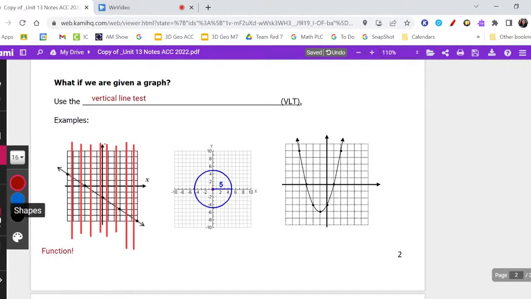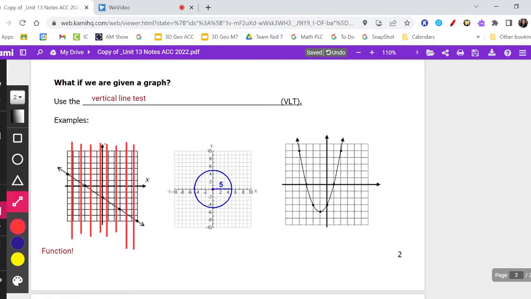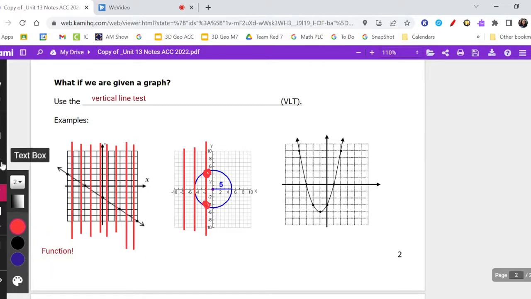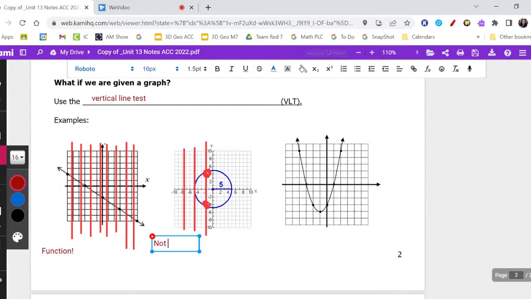All right, let's try the vertical line test on the next one. So here it doesn't go through at all, but that's okay. Here this vertical line goes through one time. That's what we want to see. But look here. It fails the vertical line test right here because the vertical line intercepts the relationship at two different points. So we're going to say not a function, fails the vertical line test.